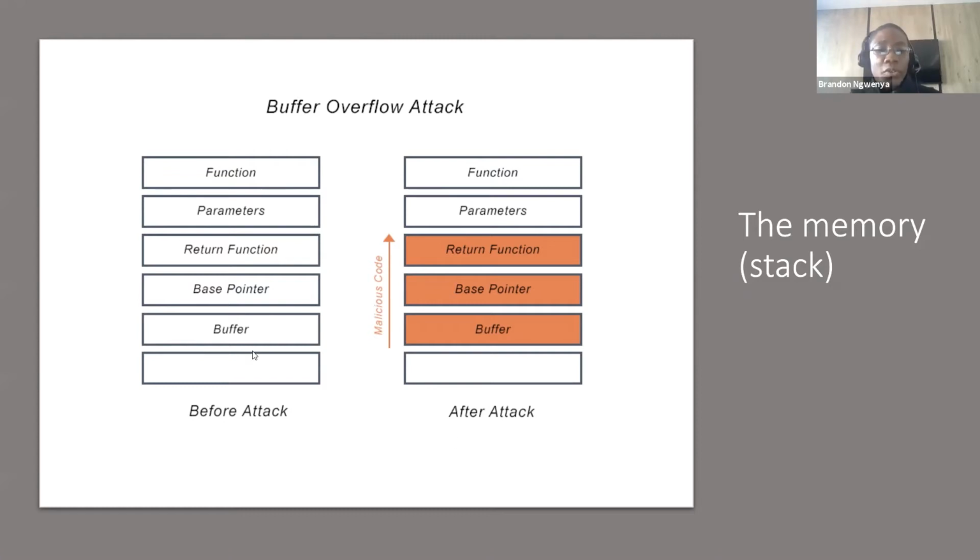So whenever we overwrite the buffer, which is right at the bottom of the stack, we overwrite the next thing, which is the base pointer, and eventually we want to overwrite the return function so that we get control of the next function that gets called after the current function.